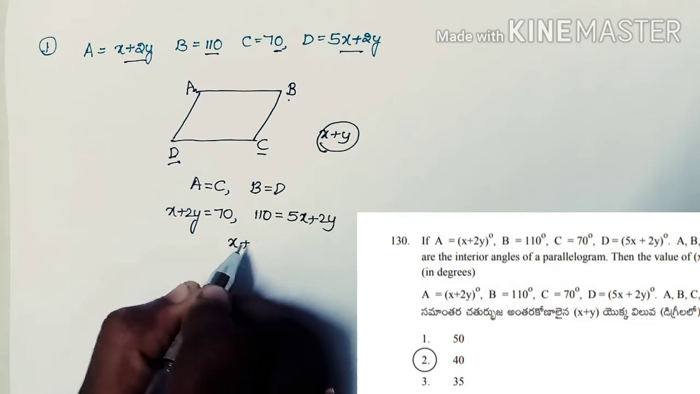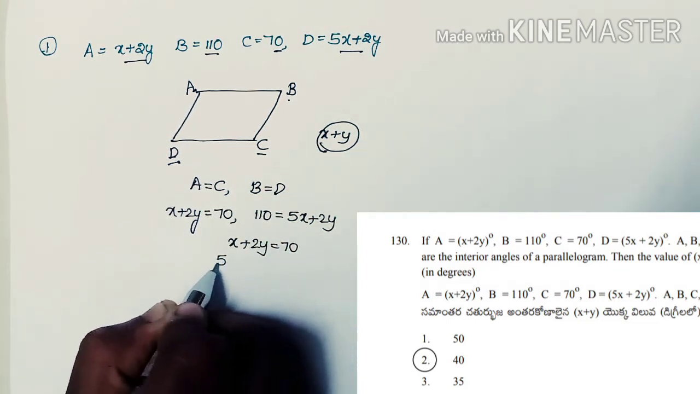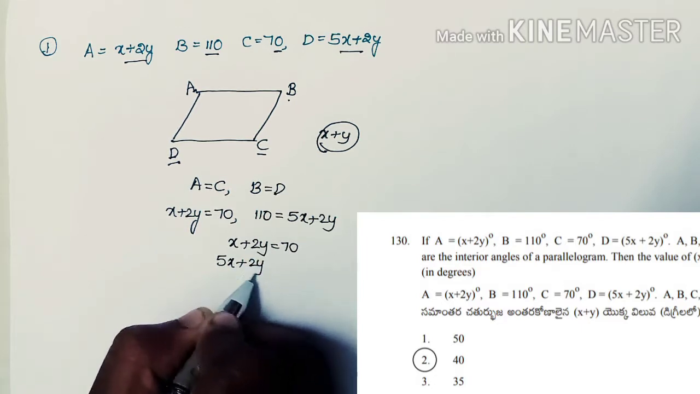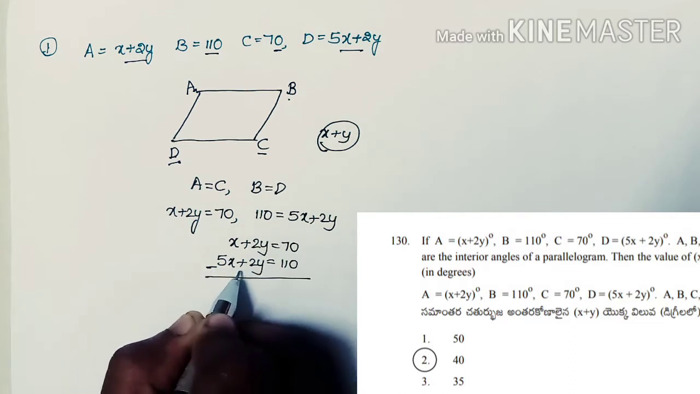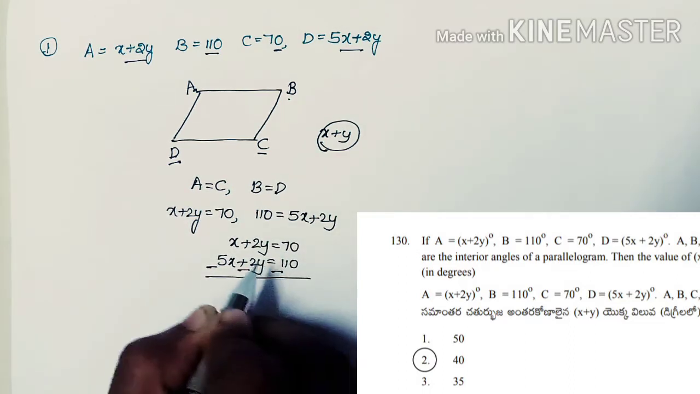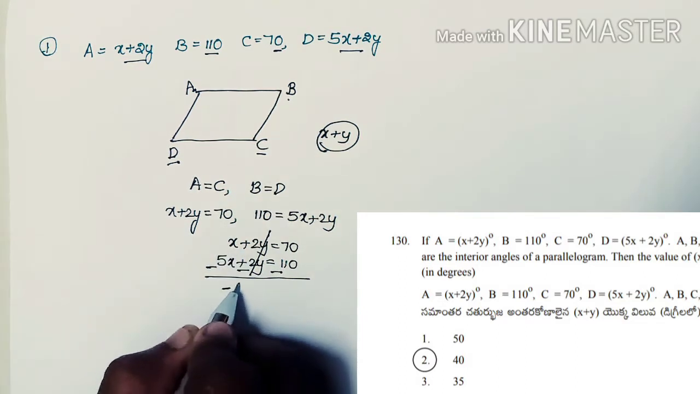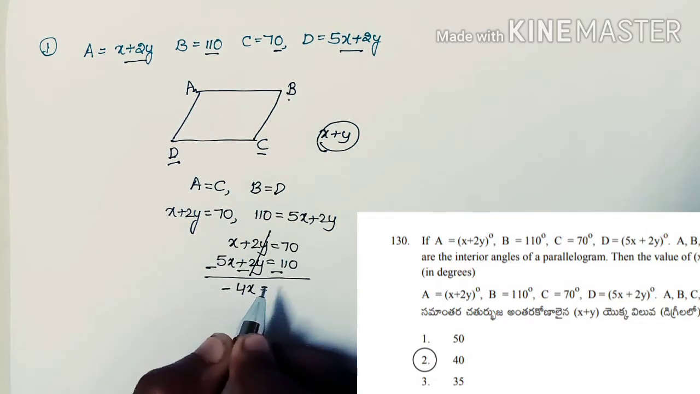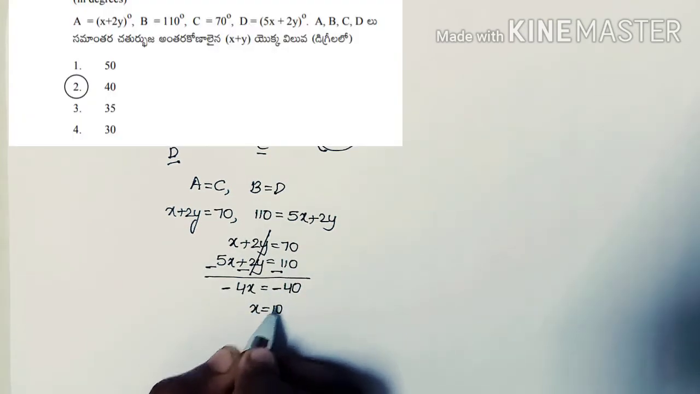First I am writing the first equation, x plus 2y is equal to 70, and the second equation is 5x plus 2y is equal to 110. Now subtracting the equations, changing the signs of the second equation. Here plus 2y minus 2y gets cancelled. x minus 5x is equal to minus 4x. Minus 4x is equal to 70 minus 110, that is minus 40. Means x is equal to 10 degrees.